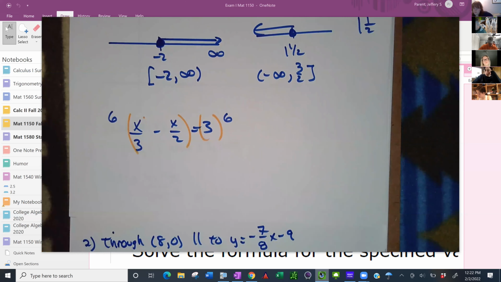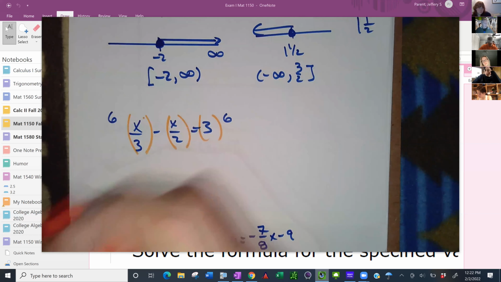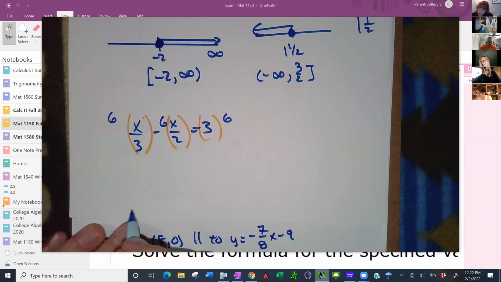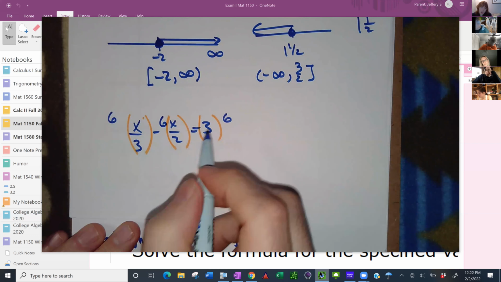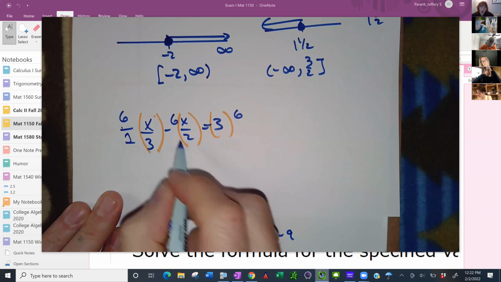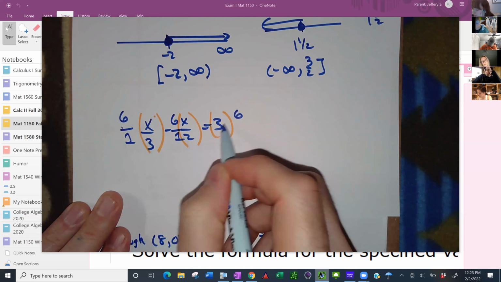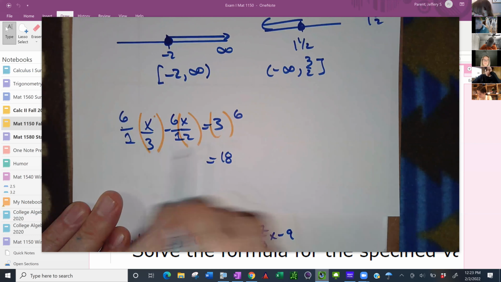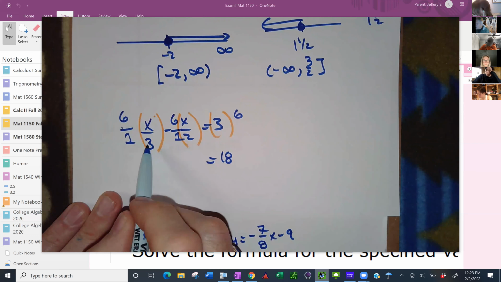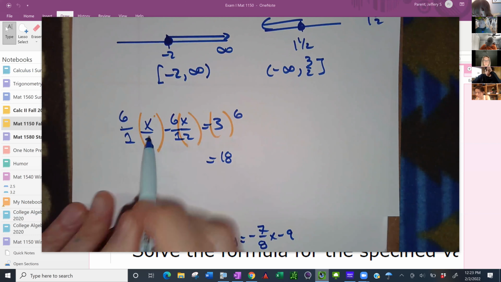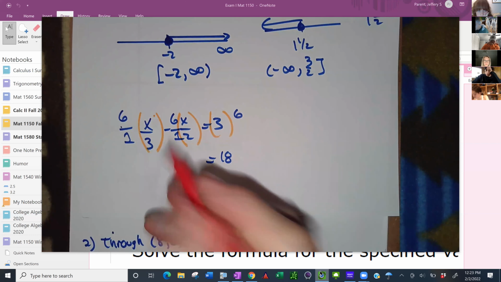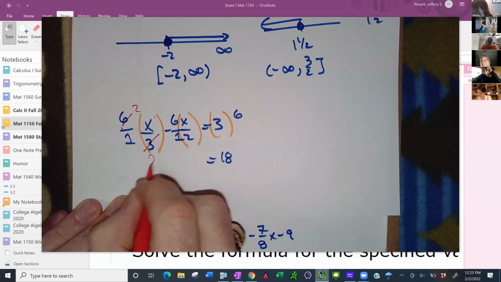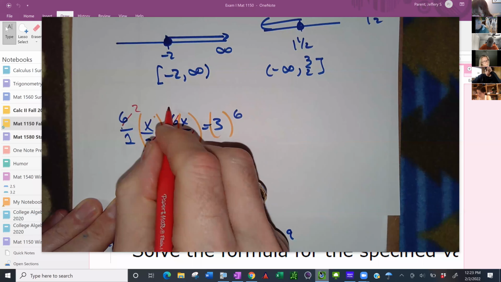So you know what? I'm just going to multiply everything by 6. It may help you on the left-hand side to think of this as 6 over 1. On the right-hand side, I'm not going to get any cancellation, so I'm just going to ignore that. I'm not going to write 6 over 1 here. But on the left-hand side, I do get some cancellation. 3 cancels into 6 twice, leaving me with 2x. 2 cancels into 6 3 times.